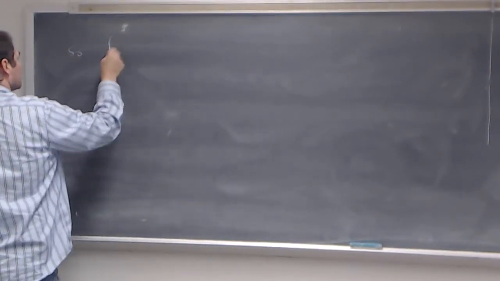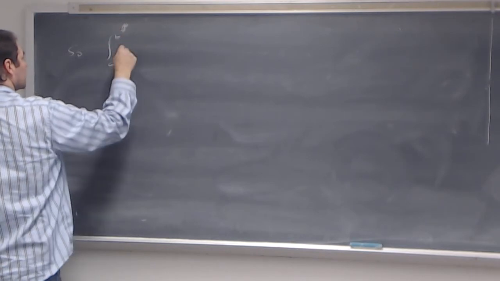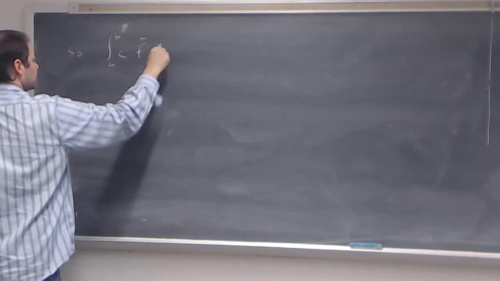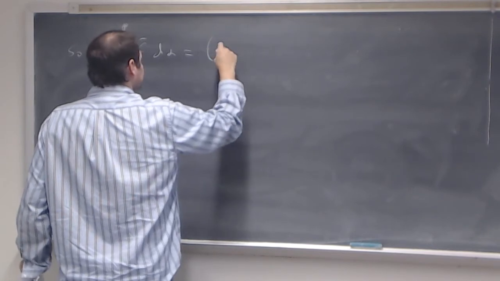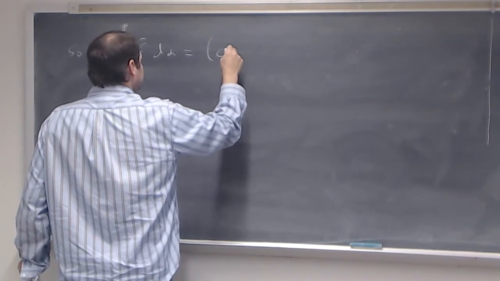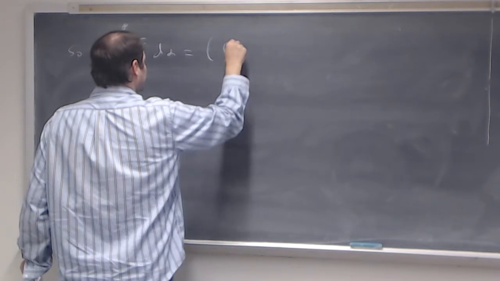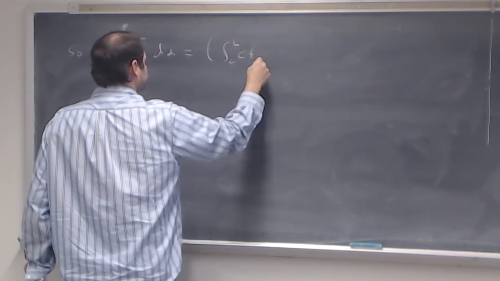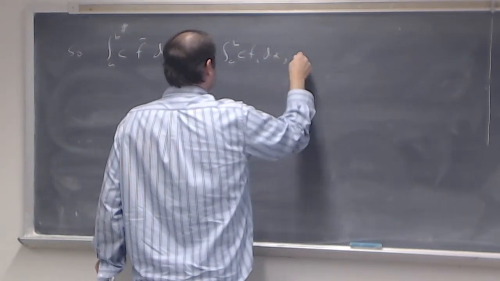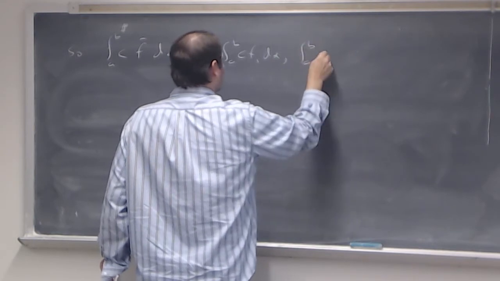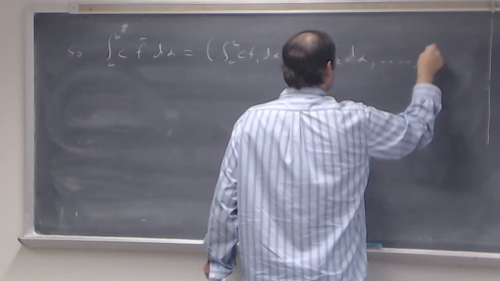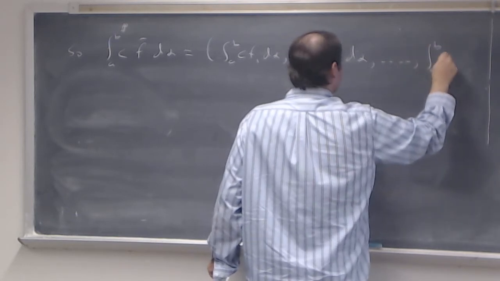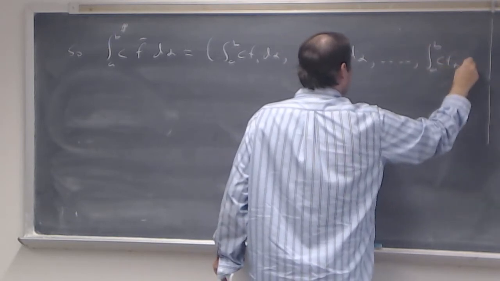That is, we know this guy exists. So the integral of c f bar d alpha. Not only do we know it exists, here's what it's equal to. It's equal to this k tuple, which is the integral from a to b of c f1 d alpha, the integral from a to b of c f2 d alpha, all the way up to the integral from a to b of c fk d alpha.